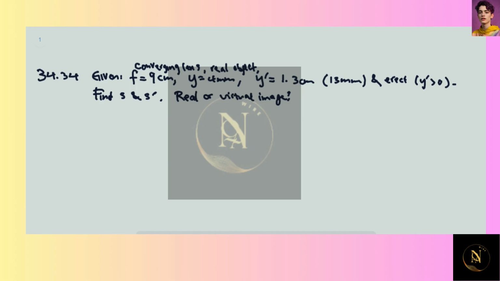In problem 34, we have a converging lens and a real object. The lens has a focal length of 9 centimeters, and the object has a height of 4 millimeters. We're told that the image formed has a height of 1.3 centimeters, or 13 millimeters, and that the image is erect, so therefore y prime is greater than 0, or positive. We're asked to find the object distance and the image distance, and whether or not the image is real or virtual.